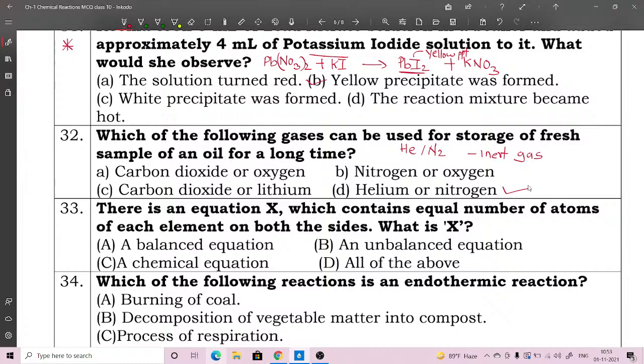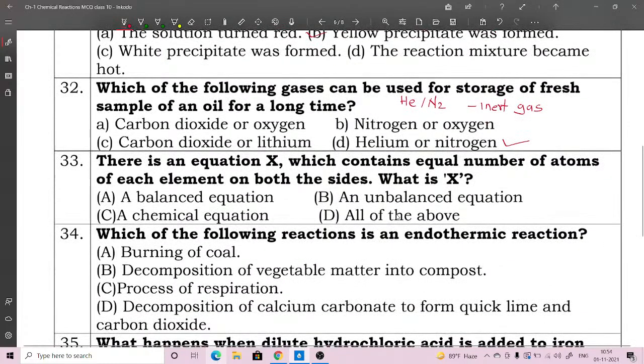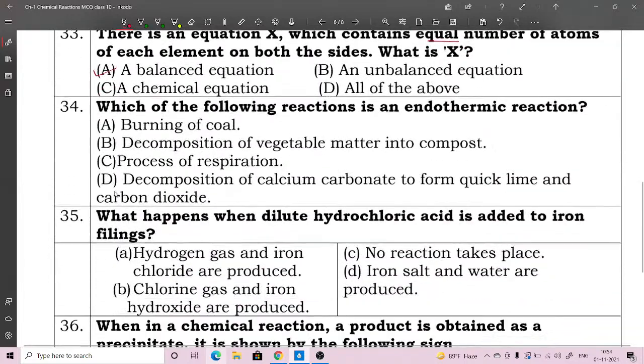Question number 33. There is an equation X which contains an equal number of atoms of each element on both sides. What is X? Is it balanced? It contains an equal number of atoms. Either A, balanced, B, unbalanced, C, chemical, or D, all of the above. It is equal, therefore it is balanced. The correct answer is A.